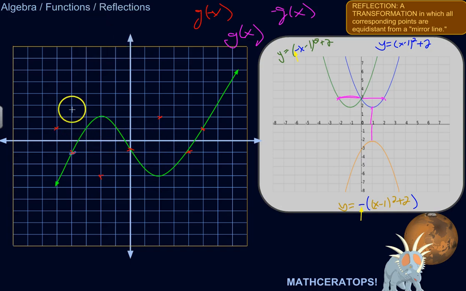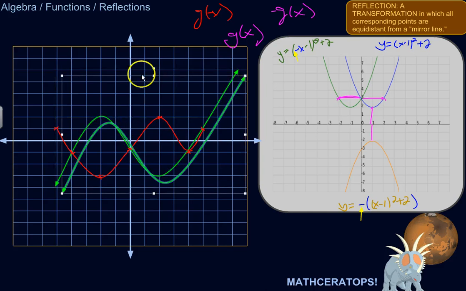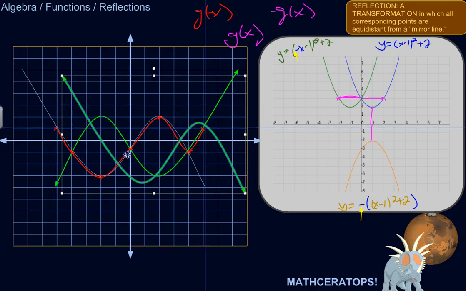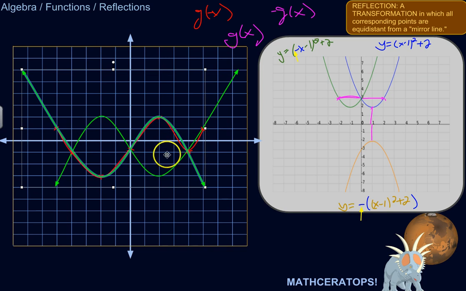Let's see if I just connect the new points. Something like that. The more points you do, the more accurate. I'm just going to copy this and flip it horizontally, and let's see how well it lines up. Okay, let's make that red. So that would be the horizontal reflection. We're pretty close. I don't know where this point came from.